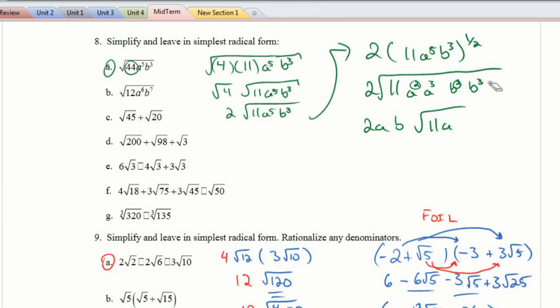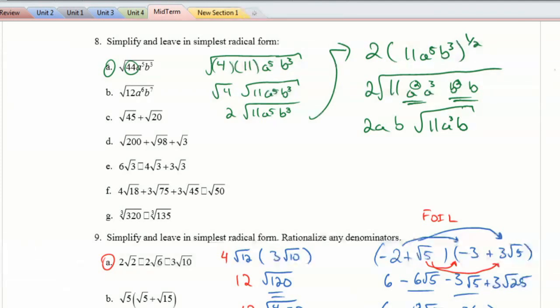Sorry, this should be b. Left with 11ab. Like that. So they've just broken the a and the b down. Didn't do a ton of questions like that. I don't even think there was a question like that in the learning guide, but that's what they're doing.